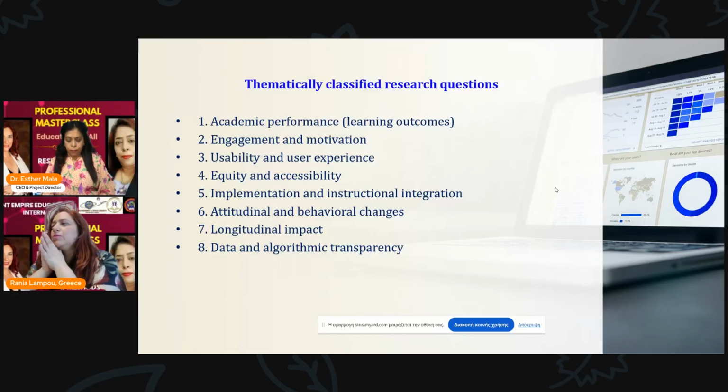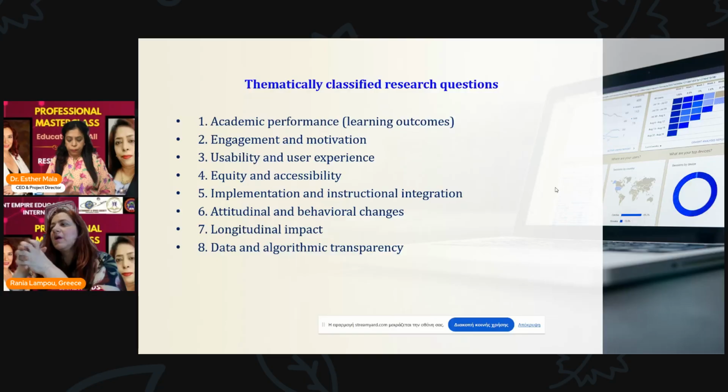If you select the field of engagement and motivation, what kind of research questions can you formulate? How does the AI tool impact students' engagement during learning activities? Or do students find the AI tool more enjoyable or motivating than traditional methods? And what are students' usage patterns, such as time spent or frequency, and how do they correlate with engagement levels? Then there is usability and user experience.